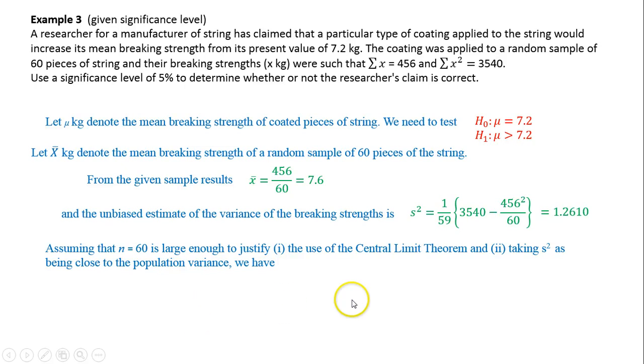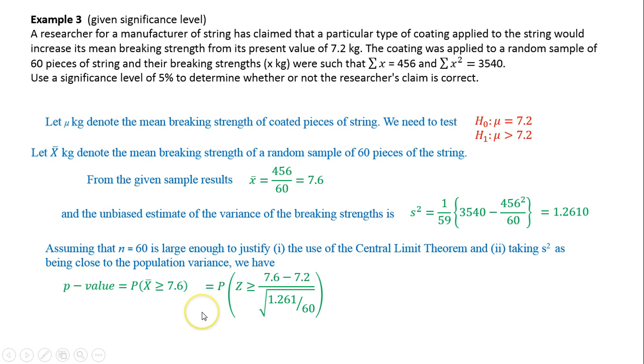Assuming that n is large enough to justify the use of the central limit theorem, and taking s squared as being close to the population variance, our p-value, which is one-sided, is the probability that x bar is greater than or equal to 7.6. Is that far enough away from the mean is what we want to test.